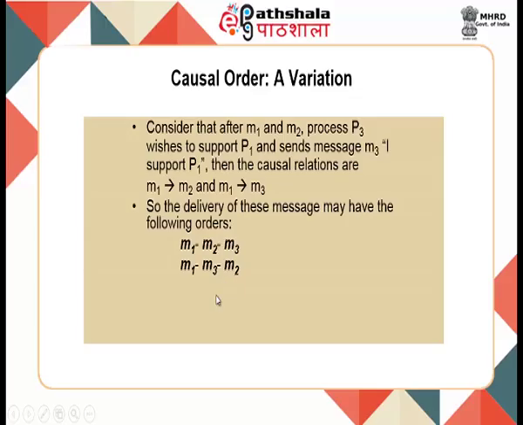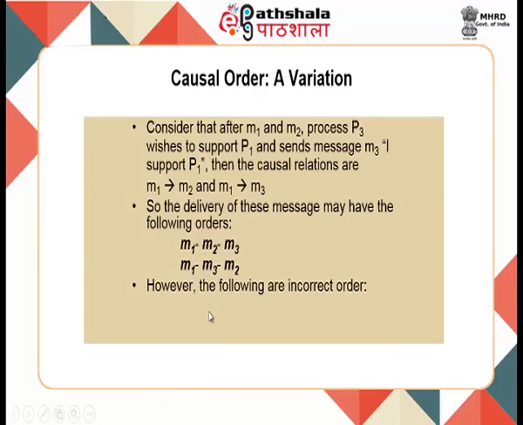Therefore, M1, M2, M3 is a good causally related order, but M1, M3, M2, this second example, is also a correct ordering according to causal relationship. So, causal ordering ensures that if any message is causally related to an earlier message, then those messages must be delivered in order.